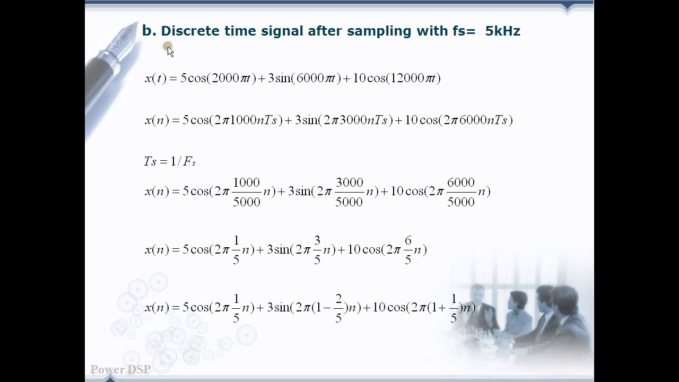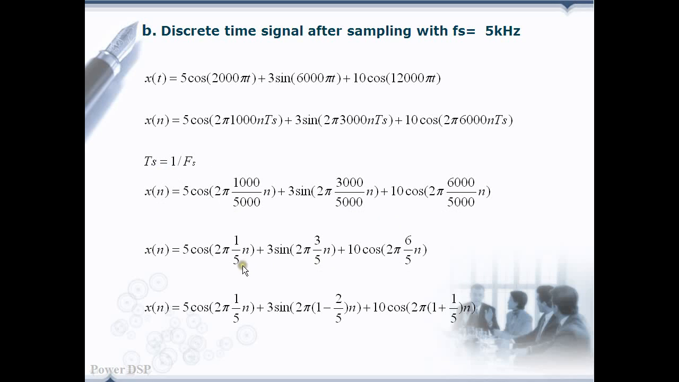In case B, we have to find the discrete signal after sampling. Here the sampling frequency is 5 kHz. The first thing we have to do here is to convert the analog signal to digital by replacing t with nTs, and then we substitute Ts equal to 1 by Fs. After substituting, we get x of n like this. We can simplify it further as shown in the next slide.